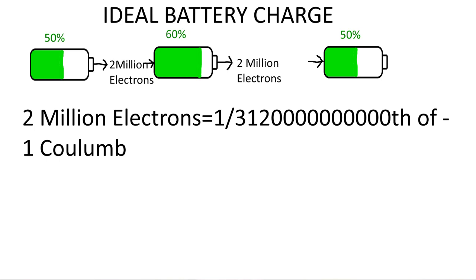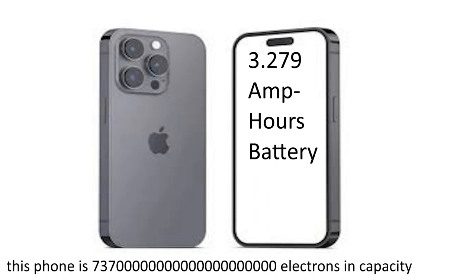A coulomb is huge, but a coulomb really isn't that big because the iPhone 14 holds 3,279 milliamps, or 3,279 thousandths, so tiny pieces, right, of 1 amp hour. That's an amp times an hour, which is 11,804 coulombs of charge, or this enormous number here. That's how many electrons are in an iPhone 14 battery.